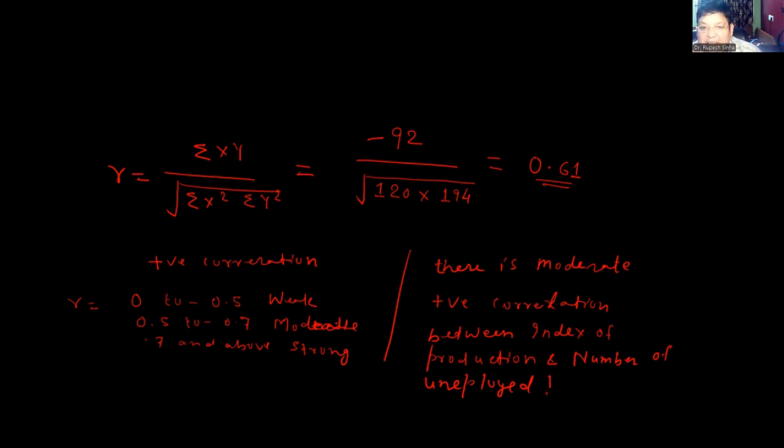And after solving, you have to write the interpretation based on these values. If it is positive, positive, and if it is negative, you have to say there is a negative correlation, but right now we got what? Positive correlation. So we will say there is moderate positive correlation between index of production and number of unemployed. Hope you have understood it.